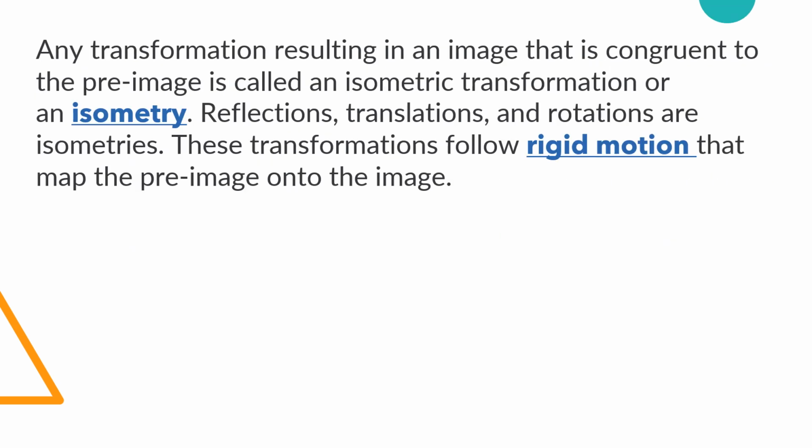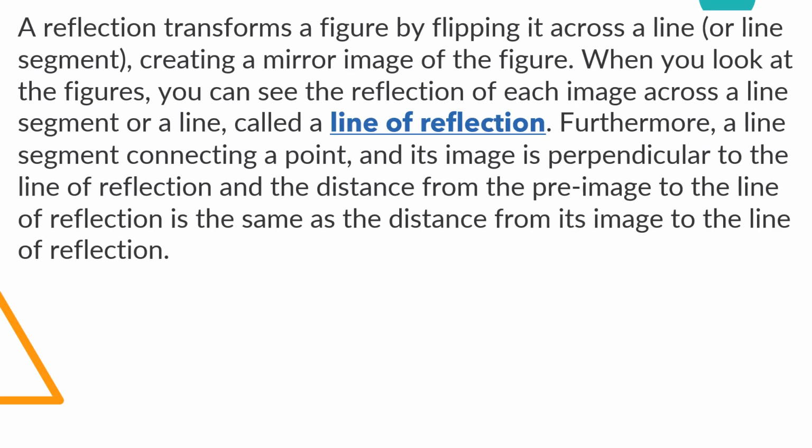Any transformation resulting in an image that is congruent to the pre-image is called an isometric transformation or an isometry. Reflections, translations, and rotations, and we'll get to rotations next week, are isometries. These transformations follow rigid motion that map the pre-image onto the image. So we could do a flip, a turn, a slide, and that would take our pre-image and be able to place that onto the image, which is that final image. I know there's a lot of words here, guys, but vocab.